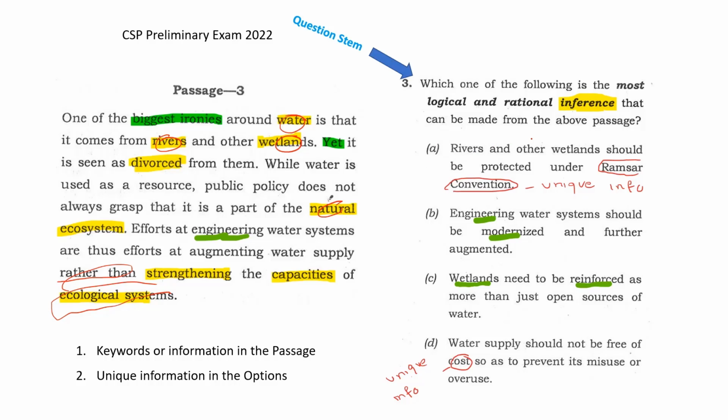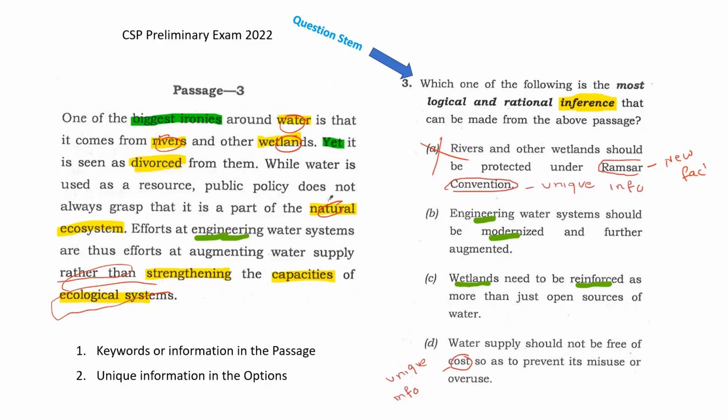Now let us look at option A. I said we begin with the elimination process. Rivers and other wetlands should be protected under the Ramsar Convention. My God, I don't know what this convention is. As per the information, maybe somewhere I read it in some magazine or newspaper, so I can't use my common sense. It is gone. This is a new fact.